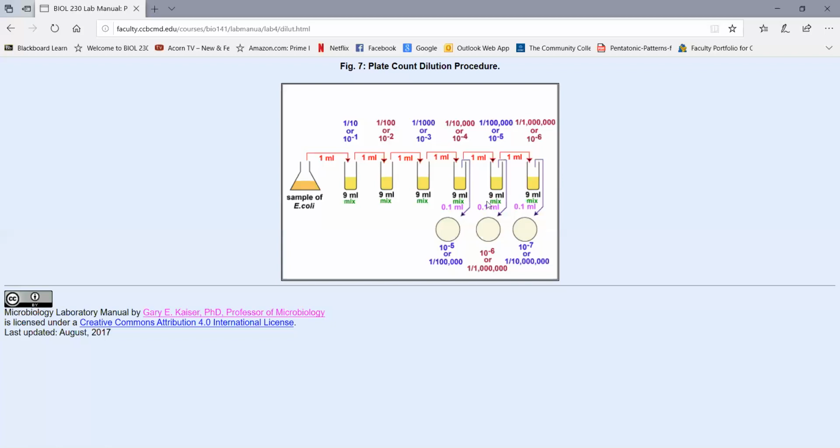Now, we're only using the last 3 because these are probably going to be way too concentrated. There'll be well over 300 colonies on the sample. So hopefully there's a good plate to use in this range.